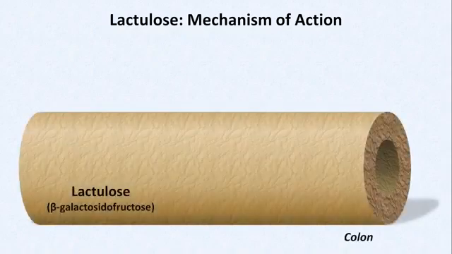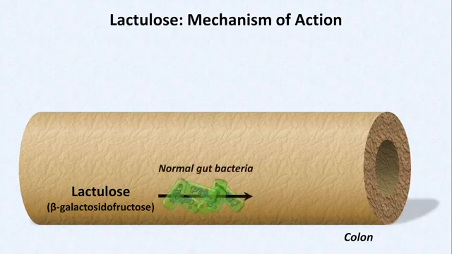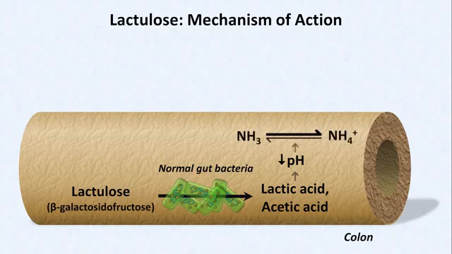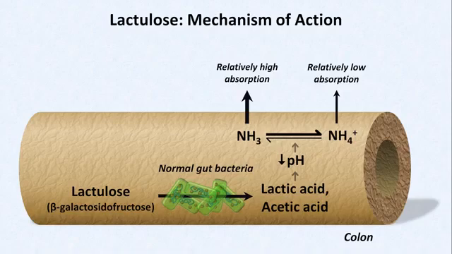I'll end the video by going over the mechanism of action of lactulose. Lactulose, also known as beta-galactosidofructose, is a non-absorbable carbohydrate that can be metabolized by normal gut bacteria, resulting in lactic and acetic acids being released into the gut lumen. This lowers the pH of the lumen, which then shifts the equilibrium between uncharged ammonia and charged ammonium ion. Since the absorption of the uncharged species is relatively high compared to the ionic form, this reduces the overall amount of ammonia that's absorbed.